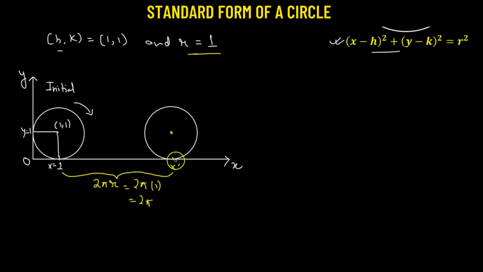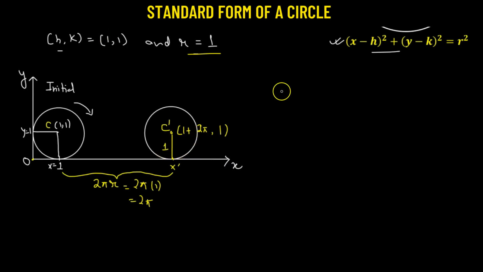So the x distance from the origin will be 1 plus 2 pi. That's 1 plus 2 pi amount it has covered in the x direction, and the y direction is going to remain the same as 1 because its height is still going to be 1. So it is the y coordinate of 1. So we have the coordinate of the new center, let's call it c prime. Initially it was c, and now it is 1 plus 2 pi comma 1. The radius is still going to remain as 1 unit.